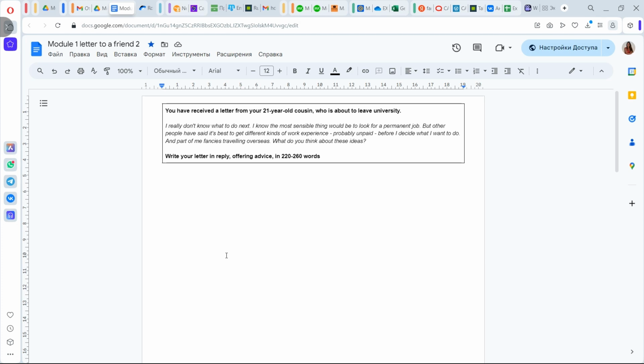Here is an exam task. And first let's read it. You have received a letter from your 21-year-old cousin who is about to leave university. "I really don't know what to do next. I know the most sensible thing would be to look for a permanent job, but other people have said it is best to get different kinds of work experience, probably unpaid, before I decide what I want to do. And part of me fancies traveling overseas. What do you think about these ideas?" Write your letter in reply, offering advice in 220 to 260 words.